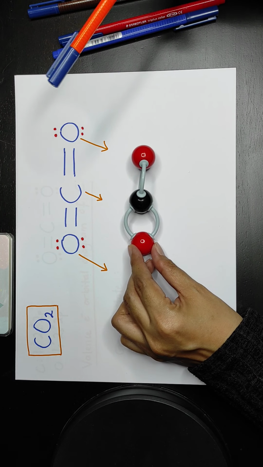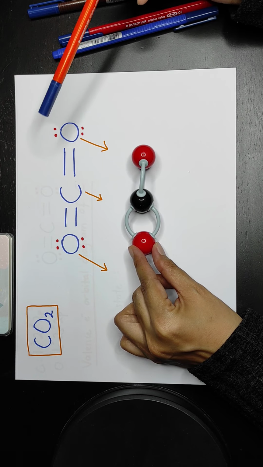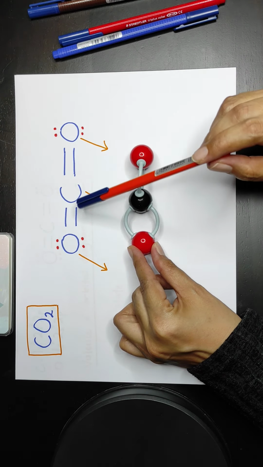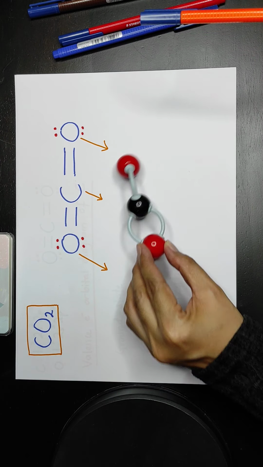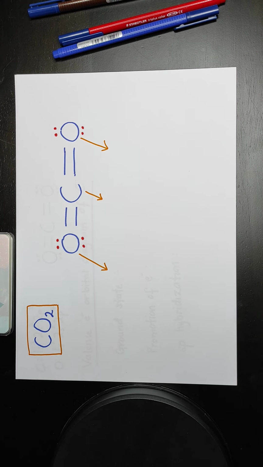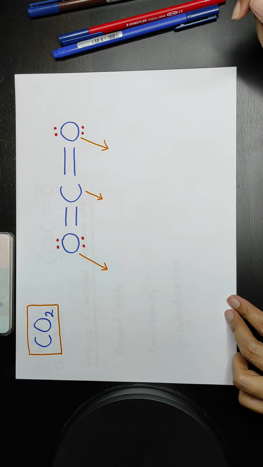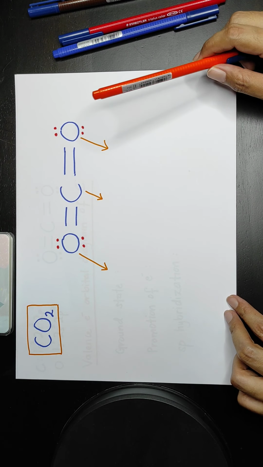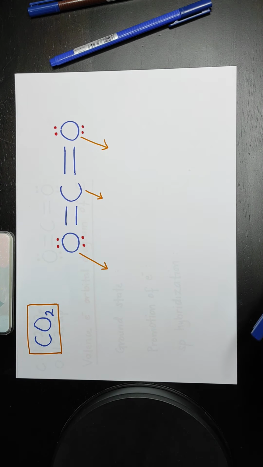So you can see, if you compare the Lewis structure and the ball and stick model, there are two pi bonds between carbon and oxygen atoms, right? Now in this case, in carbon dioxide molecule, carbon and oxygen atoms undergo hybridization. So let's start how to describe the hybridization process of each atom in this molecule.